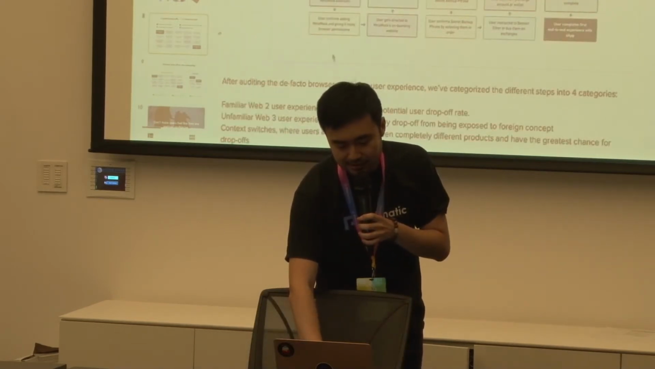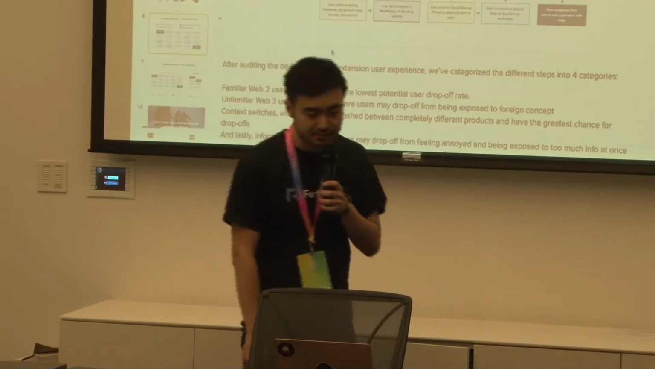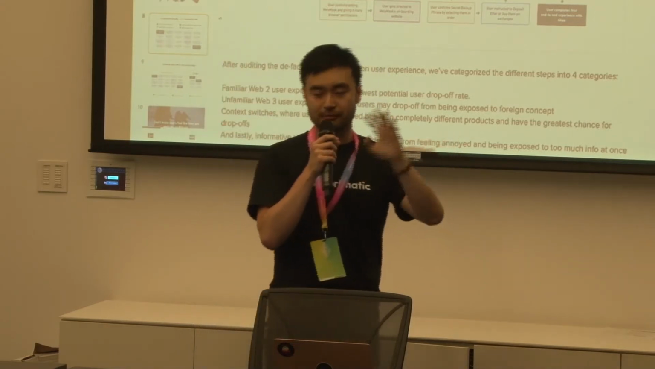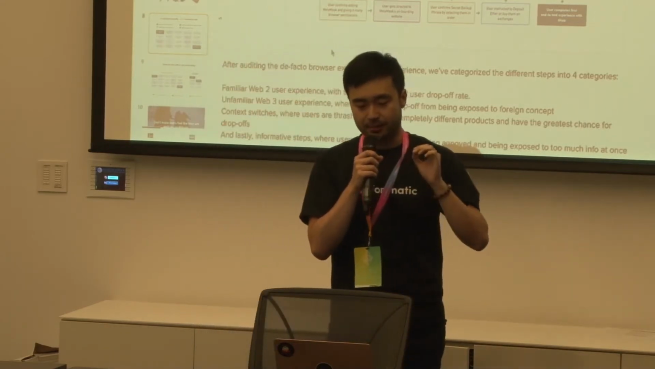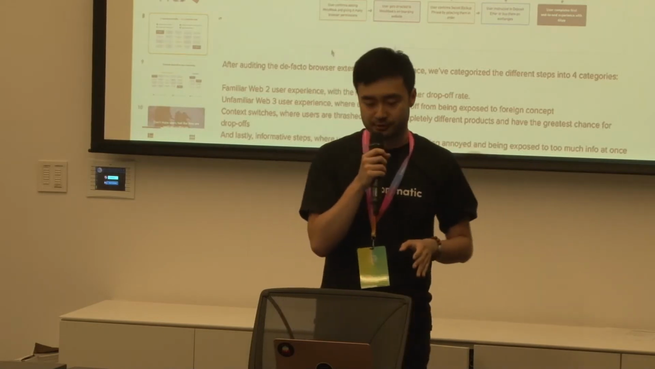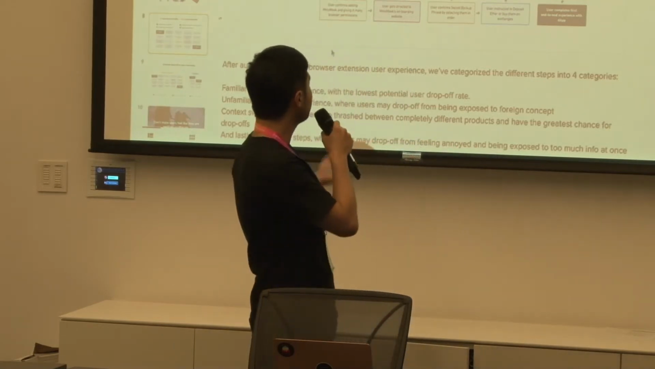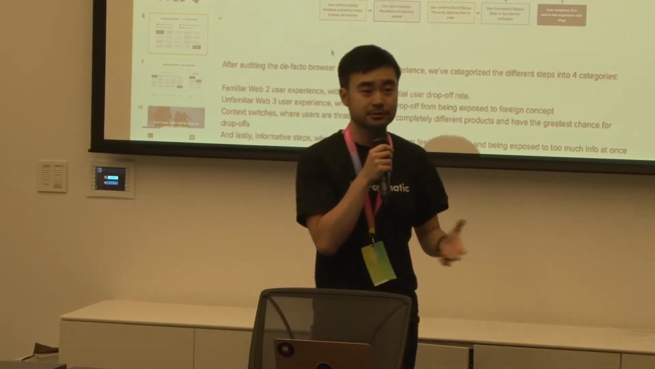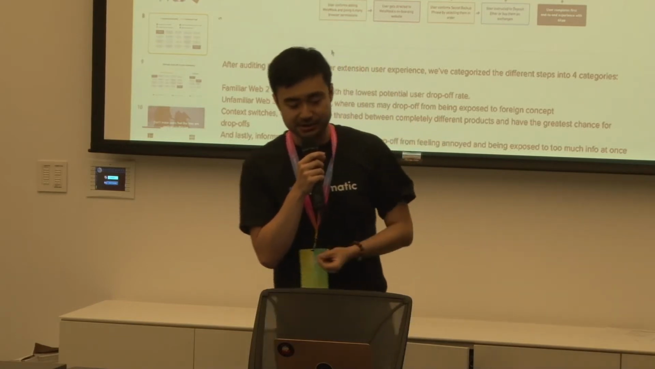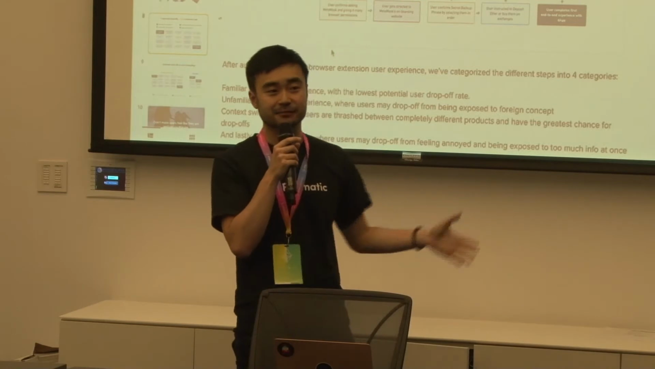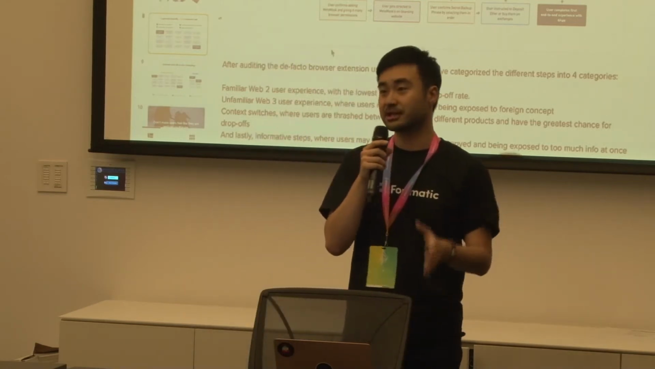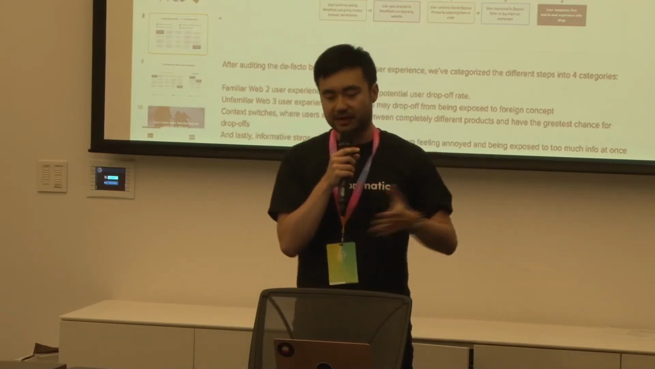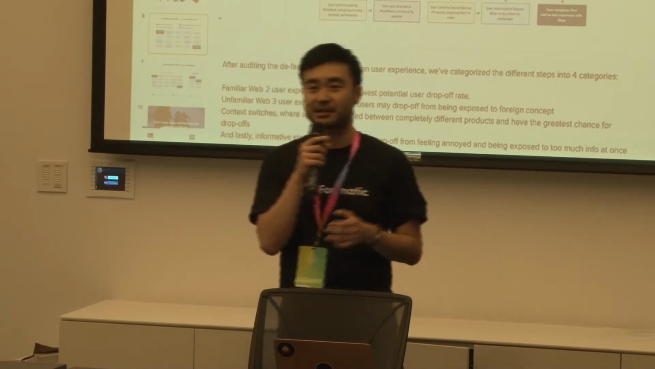So after auditing the de facto browser extension user experience, we've categorized the different steps into 4 categories. The familiar Web 2 user experience, which has the lowest rate of user drop-off. And also the unfamiliar Web 3 user experience, which may expose too many foreign concepts to the user, which results in drop-off. Context switches, where users thrash between completely different user experiences, result in the most chance for drop-offs. And lastly, informative steps where users can drop off from feeling annoyed or feeling exposed to too much information at once.